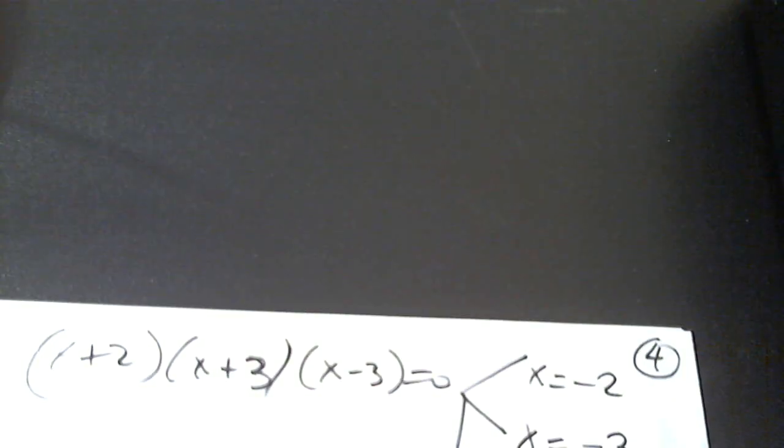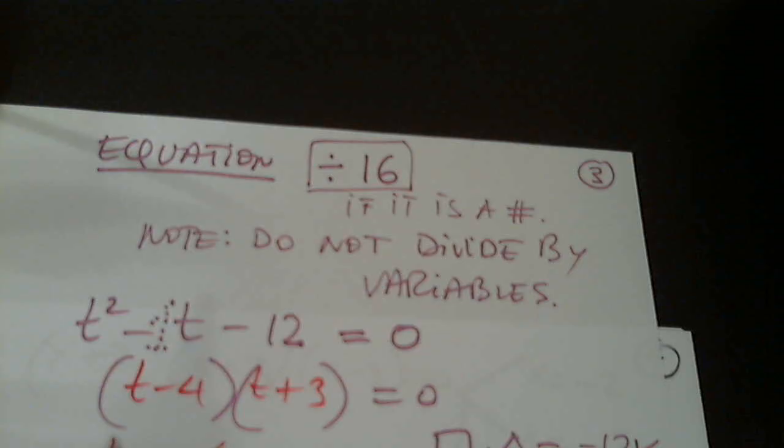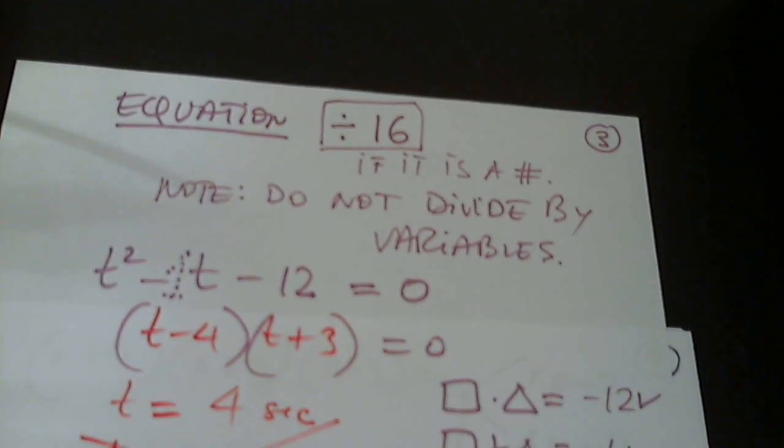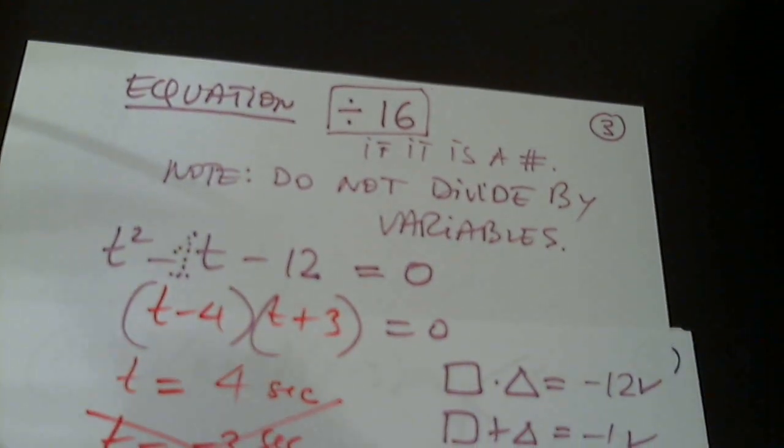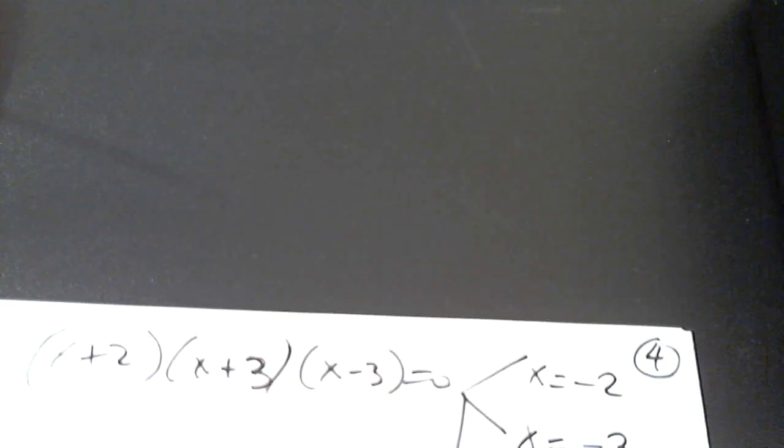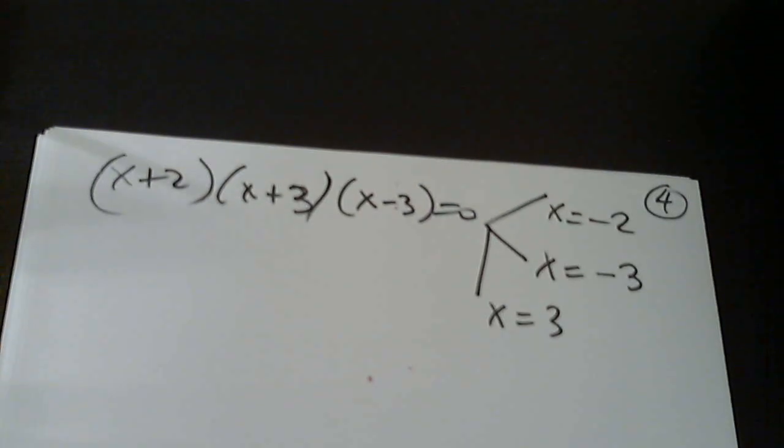Degree 3, 3 solutions. Degree 2, 2 solutions, although one of them was not acceptable because t was time. So that's exactly what we should always remember. If it's a polynomial equation, degree 5, I have to have 5 solutions. Real or not, I have to have 5 solutions. Good. Anything else in solving polynomial equation?